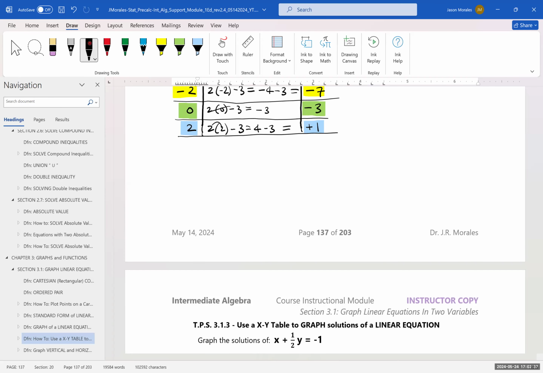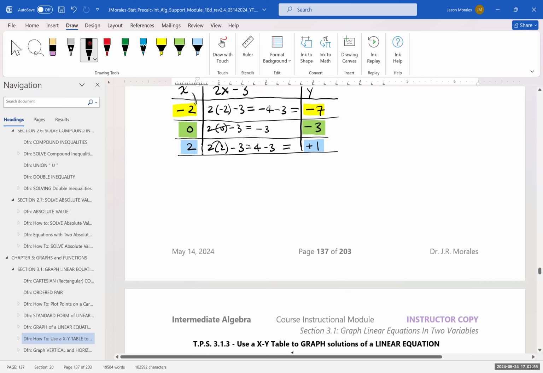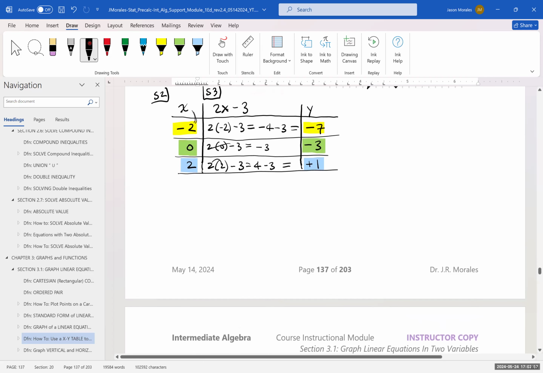Okay, so we have a think, pair, share problem activity using an XY table to graph solutions of a linear equation. This linear equation is in standard form. So use the previous example as a model. You can set up your XY table like I did up here.